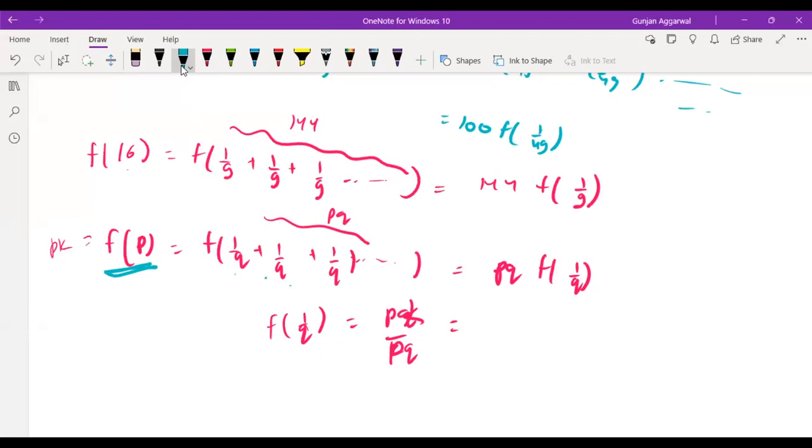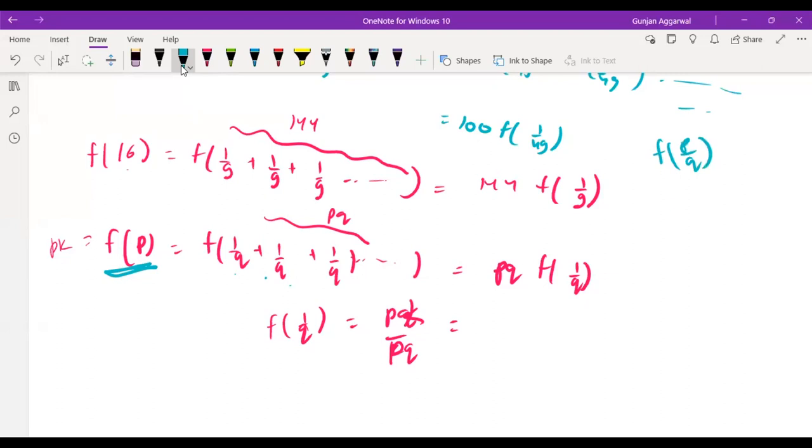Yes. f of p equals 1 by q, how many times? p times, yes. I'm saying you can take out the p, but how will you take out the denominator? The main question is that. We're adding it pq times, right? Exactly. But it is in a fractional number of parts, right?